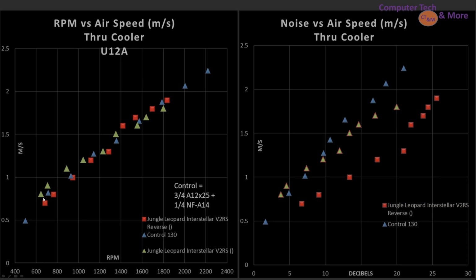And the regular version of the Interstellar is a little bit better until you reach higher RPMs than the reverse blade, where the reverse blade appears to be slightly better. And they're both very similar to my control fan.